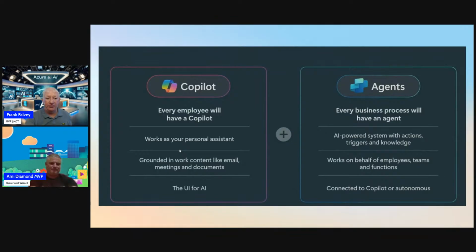Microsoft is saying every employee will have a Copilot at work. It will work as your personal assistant, grounded in work context like emails, meetings, and documents, the user interface for AI. Then you have the agents on the other side. Every business process will have an agent: AI-powered systems with actions, triggers, and knowledge, working on behalf of employees, teams, and functions, connected to Copilot or autonomous.